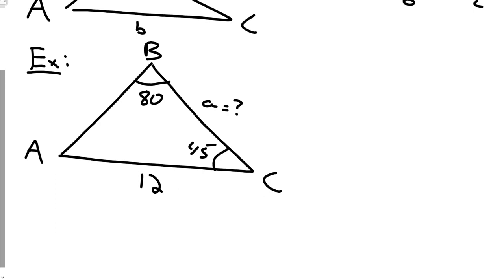Well, in order to find little a, to use sine law, we need one side or one angle and its opposite side. Perfect. To find this side length here, we do need this angle, though. What do all three angles of a triangle add up to? Right. So you just go 180 minus what you have here. It's 55.